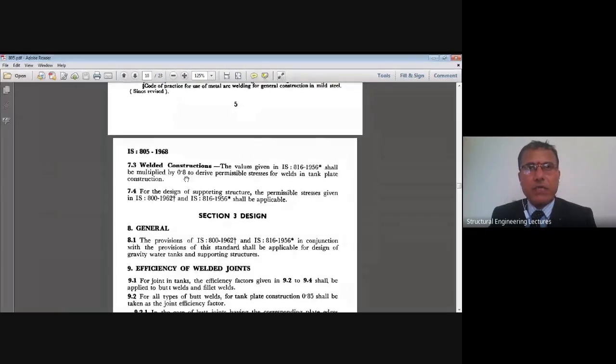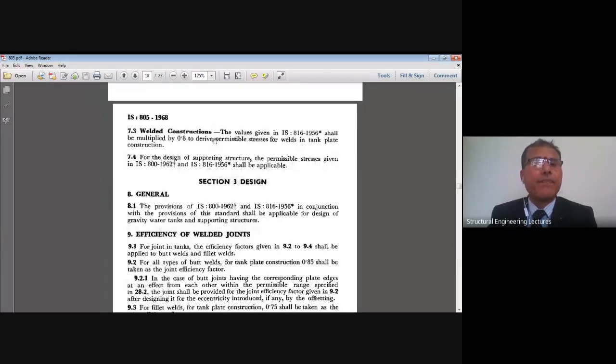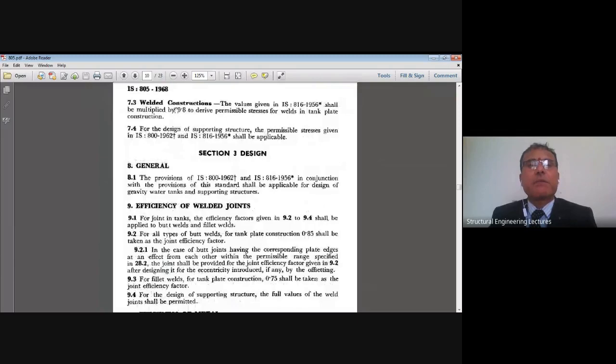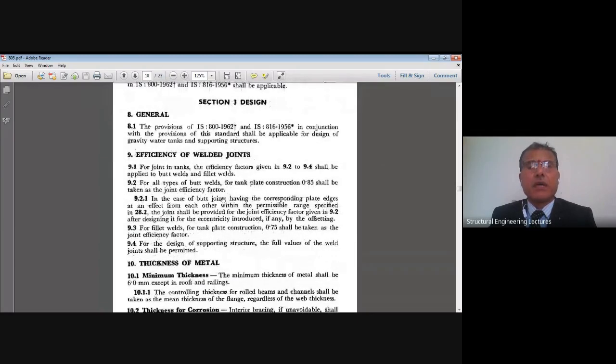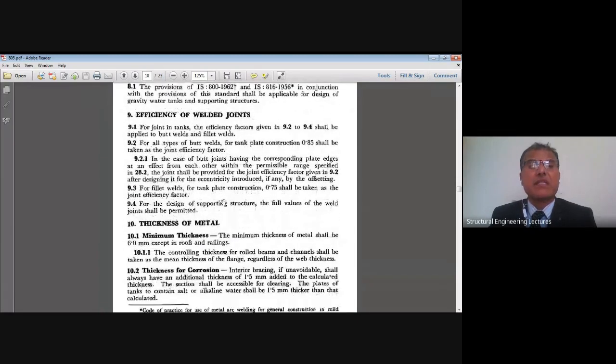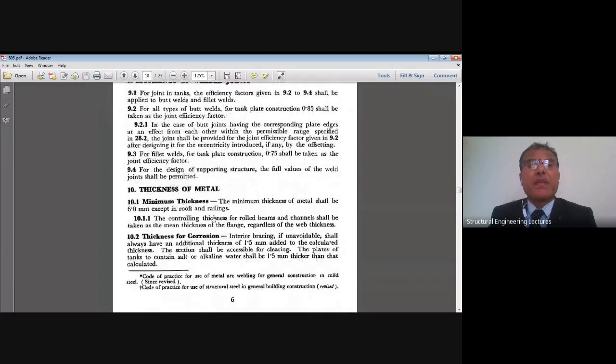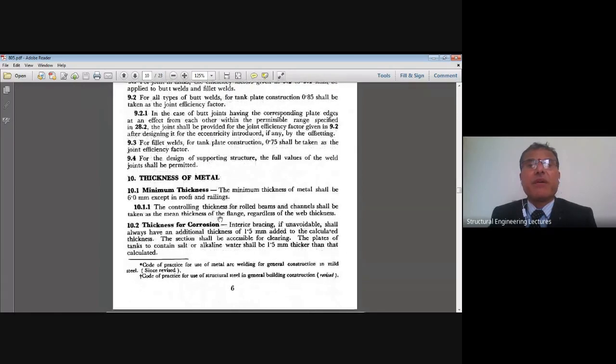Similarly, if at all we are using rivets, for riveted connections also, if they are submerged in water, you reduce the stresses by 20%, hence multiply with 0.8. That is also a reduction in the stresses.